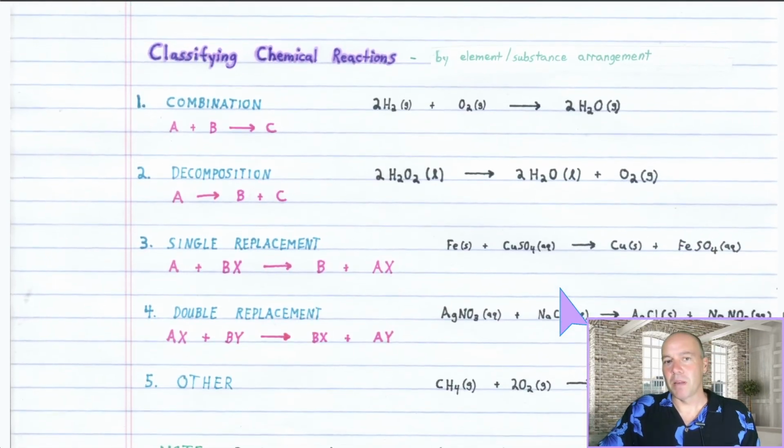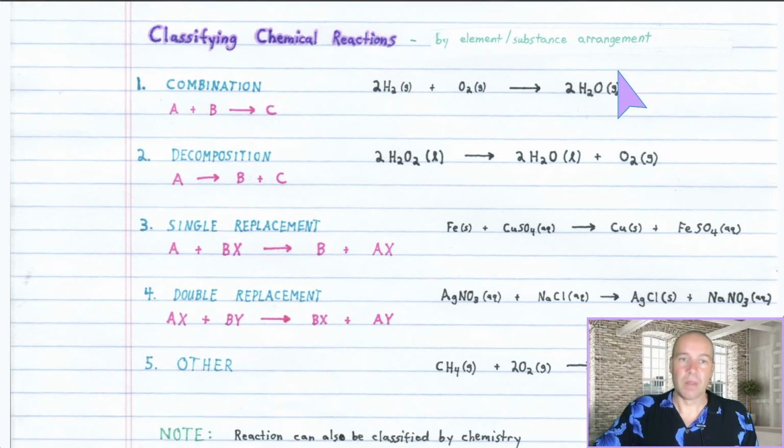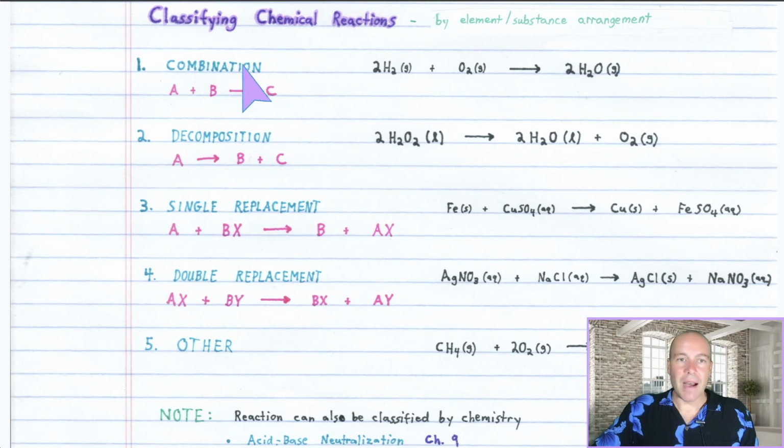Now, the last topic in this lecture is classifying chemical reactions. And we're going to do this as the textbook does, and I like to say that this is by the element or substance arrangement method. So there are 5 categories, and every chemical reaction fits in one of these 5 categories.